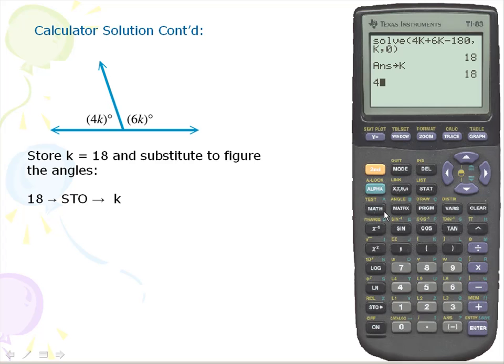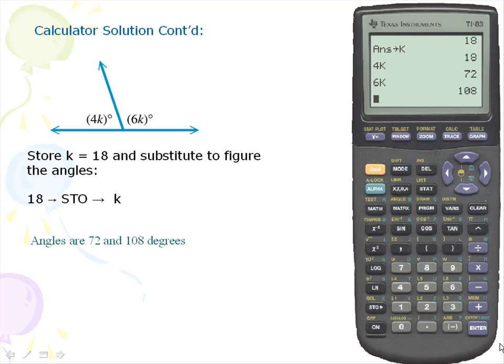So now I'll simply hit 4 times K, which will give us 72. We'll now put in 6 times K, which will give us 108. So our two angle measures are 72 and 108.